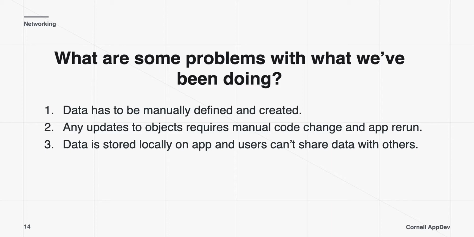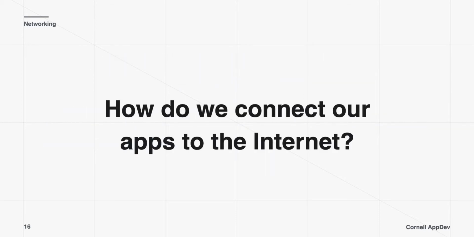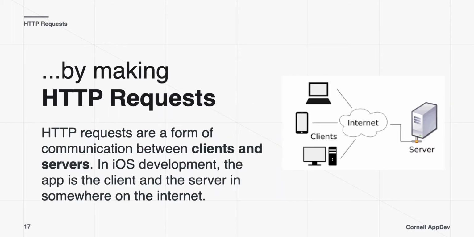So the way we can resolve this problem is through networking. That way we can communicate with the internet and with other computers that can store all the information you need, and you can make changes to it and then get it back. So how do we connect our apps to the internet exactly?